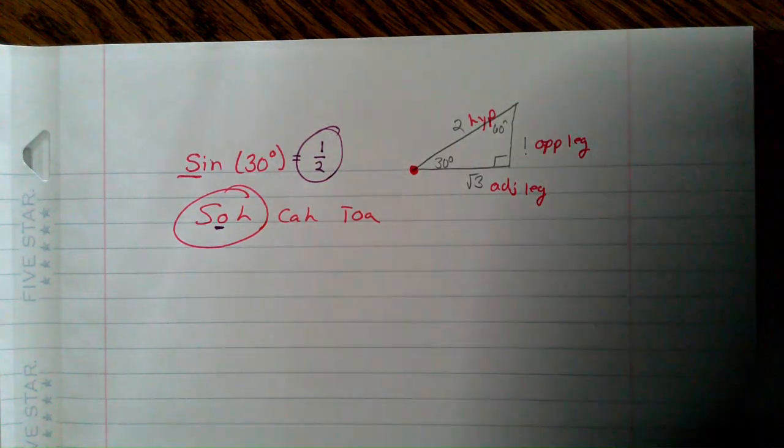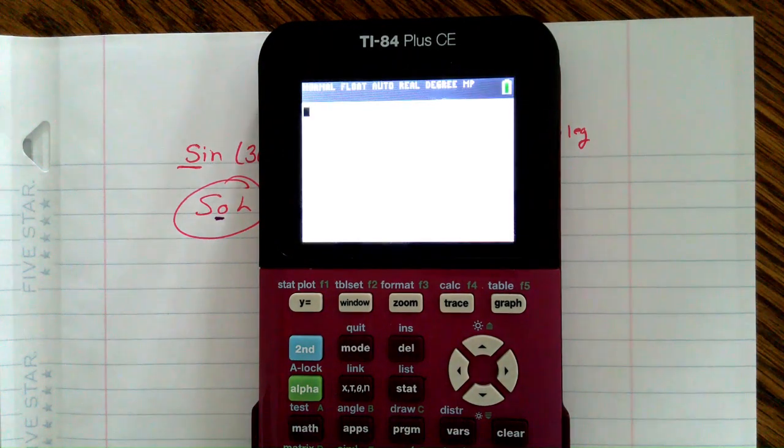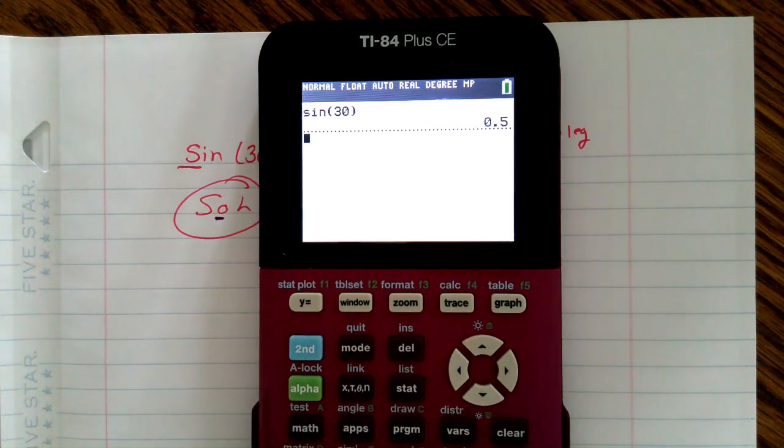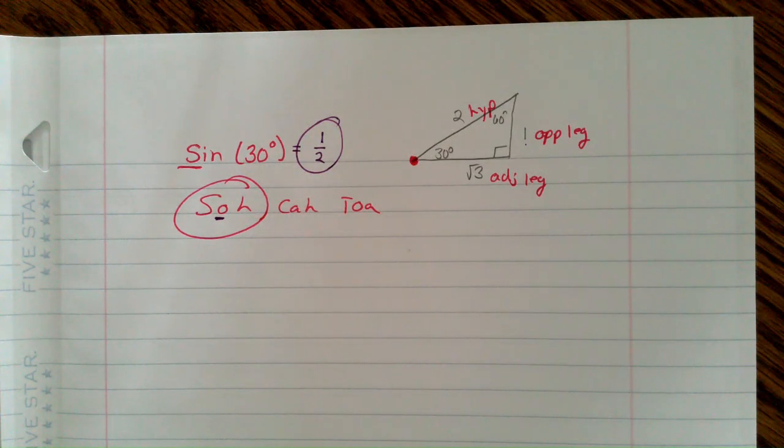Done. My answer is 1/2. Let's check it with the calculator. Sine 30. Absolutely, it's 1/2. Now, had I done sine 60, would it have given me something nice and simple? Nope, that's a big long decimal. Why is the sine of 60 so long when the sine of 30 was short? Well, let's think about this.